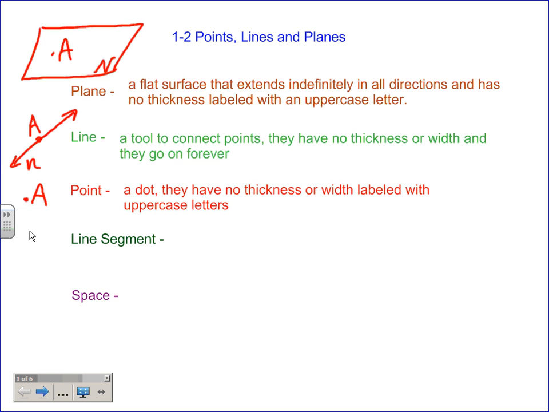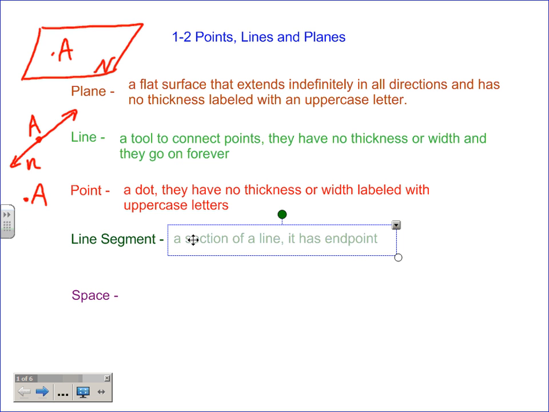I think most of you probably know this next one. A line segment is simply a section of a line. Basically it has to have endpoints. It has a place where it starts, a place where it ends. So in other words, it does not go on forever. Right? And notice it says endpoint, or endpoints, I probably should say.